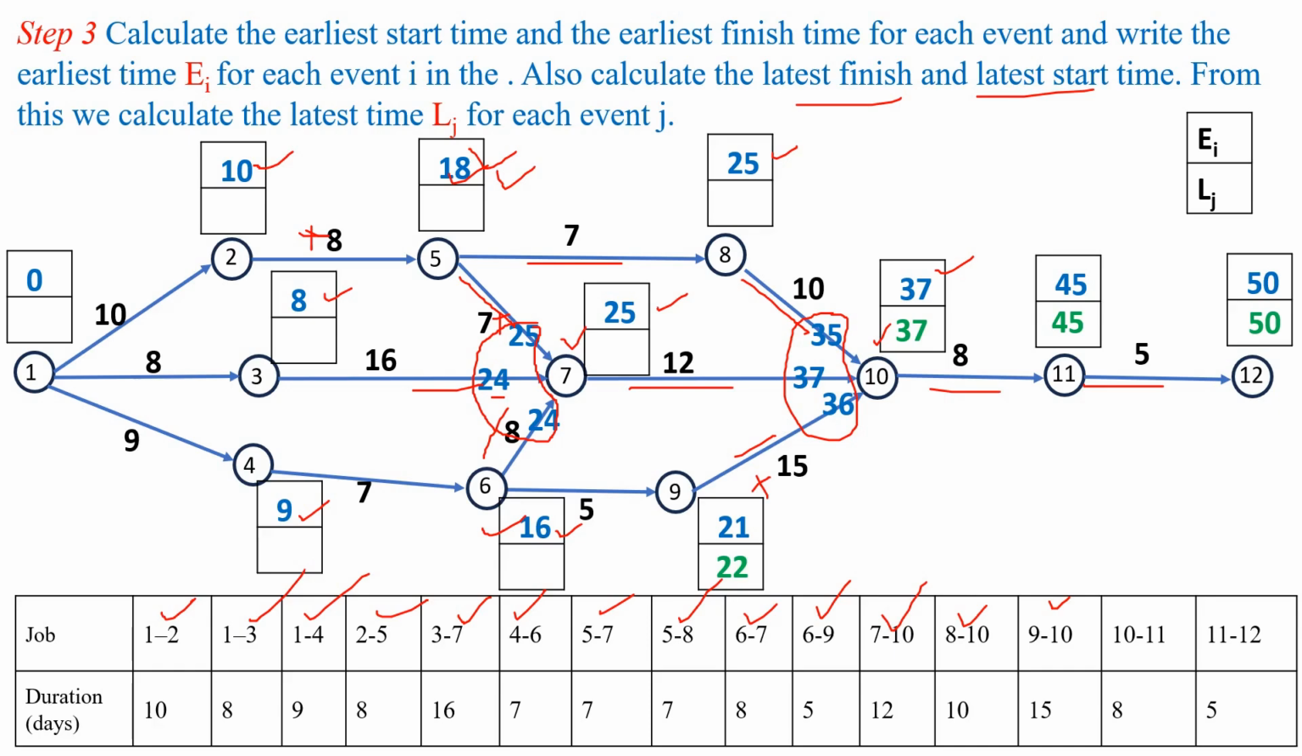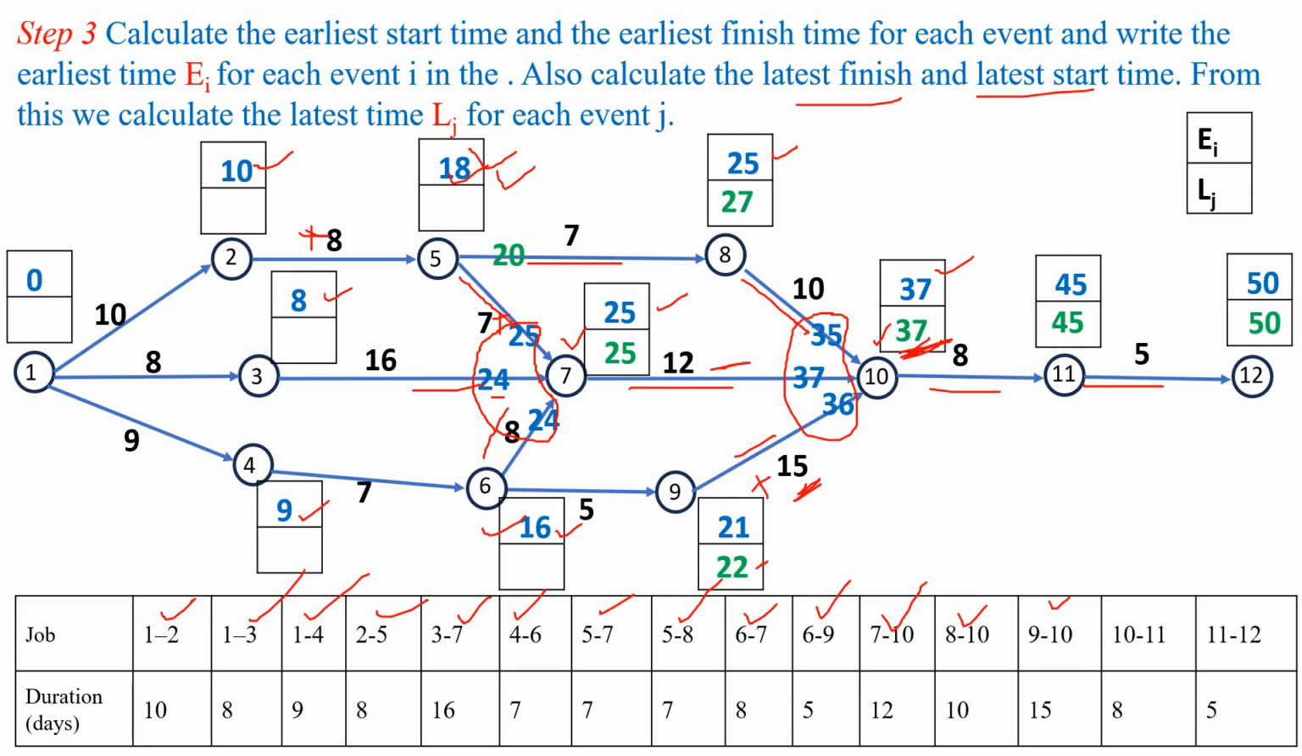And next one is 9 to 10. For activity 9 to 10, finish time is 37, start time will become 37 minus 15, that is 22. And next is the activity 8 to 10, finish time is 37 and start time will become 37 minus 10, 27. Next one is 7 to 10, finish time is 37 and start time will become 37 minus 12, this is 25.